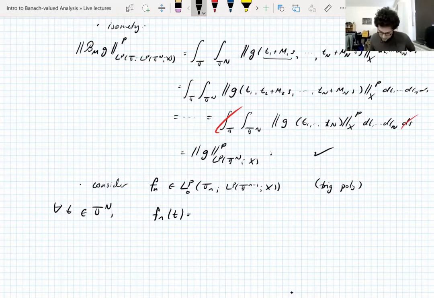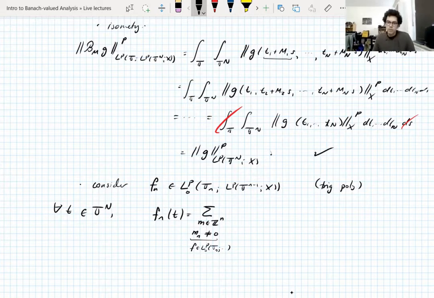f sub n of t is the sum over frequencies m in the integers Z to the n, such that the nth coordinate is non-zero. You can exclude the other frequencies because any of those vanishes because of the mean zero assumption in the nth coordinate. So let's just say f is in L^p_0 of T^n. That's what lets you impose that condition. So you have the complex exponential e sub m and the mth Fourier coefficient of f sub n. This is just the Fourier representation. It's a trigonometric polynomial, a finite sum, no convergence issues.